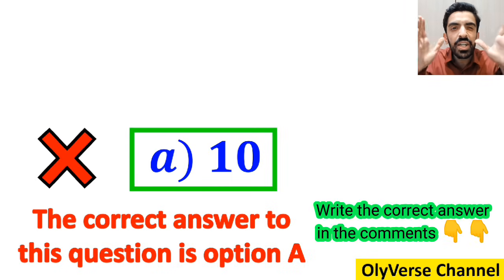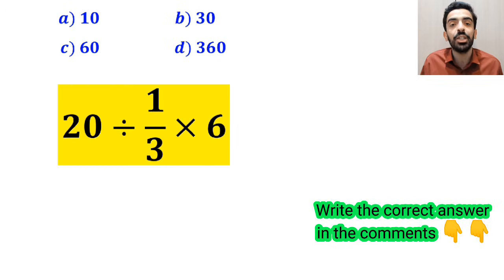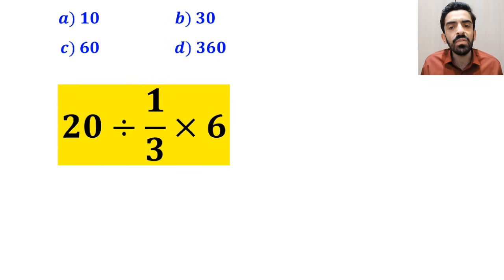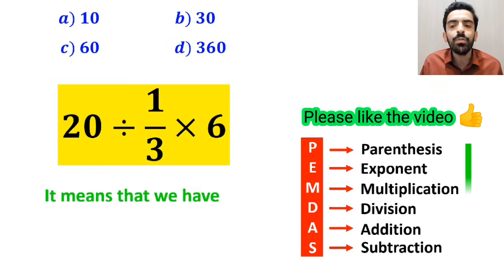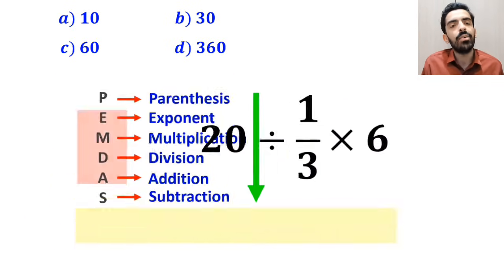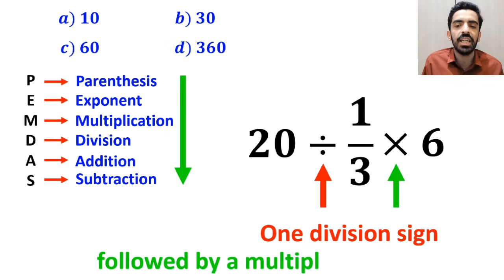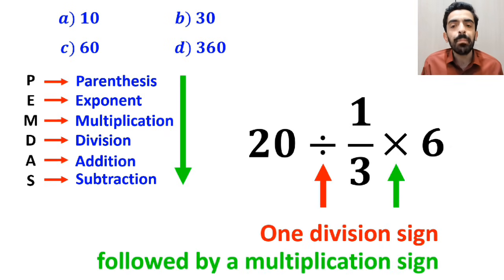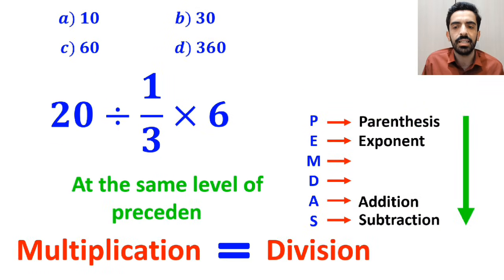However, that's definitely wrong. Now let me explain step by step how we should solve this expression properly. To solve this question, we need to follow the PEMDAS rule exactly as I've shown on the screen. It means that we have to perform all the operations in order from top to bottom. Alright, as you can see on the screen, in this expression, we have one division sign followed by a multiplication sign. It's very important to note that multiplication and division are at the same level of precedence.